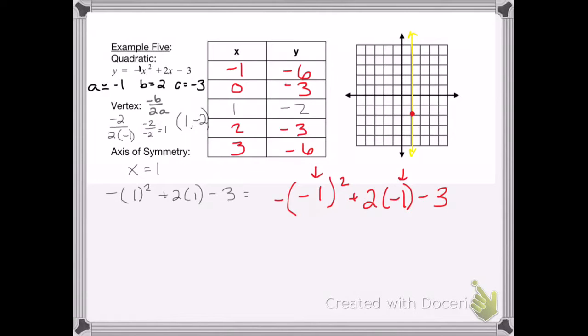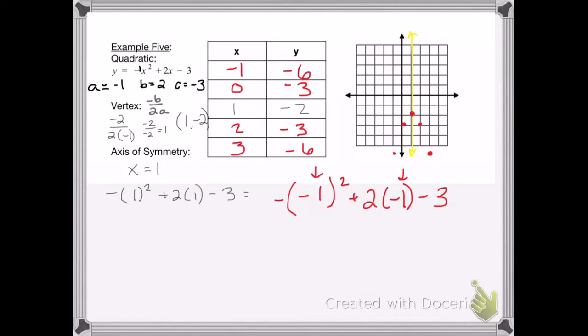Well, let's go ahead and graph those points. We have one at -1, -6, so that's down here. We've got one at 0, -3. It's about there. We've got one at 1, -2, which we already have. And then we've got one at 2, -3. So that's on the other line of our axis of symmetry. And then we've got our 3, -6. About right there.